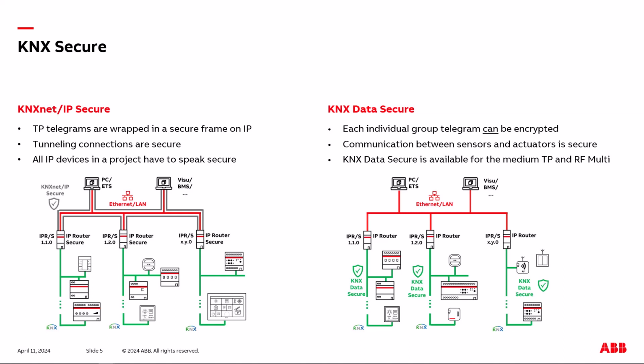That's different from KNX Data Secure. Here we will see it later. You can distinguish between normal telegrams, not safe or not secured, and secure telegrams. You can mix this if you want, so it's not mandatory to do it completely on twisted pair level. If you want, every typical communication between a sensor and actuator can be secured, but it's not a must. And as mentioned, it is available for twisted pair and RF Multi. What is Multi? It's the current generation of KNX RF, which means the secured communication is also integrated there.